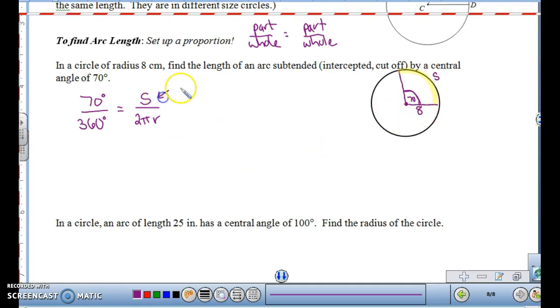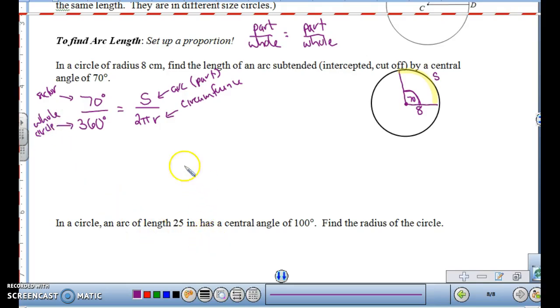So this is a part. This is the arc. That is a part. And 2 pi r is the circumference, or the whole part of the circle all the way around. This is the sector angle measure. This is the whole. So it's part to whole equals part to whole.